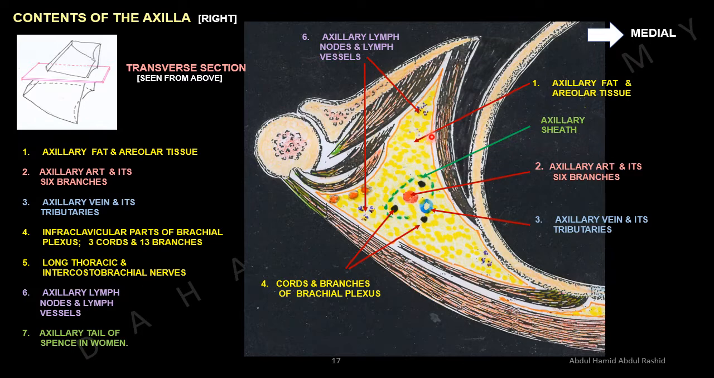which will be lateral to the serratus anterior muscle, and intercostobrachial nerve, which is coming through the medial wall, traversing the axilla and going to the medial surface of the arm, we will mention later. Number 6, axillary lymph nodes and lymph vessels. These are axillary lymph nodes and lymph vessels. And number 7, axillary tail of Spence in women.